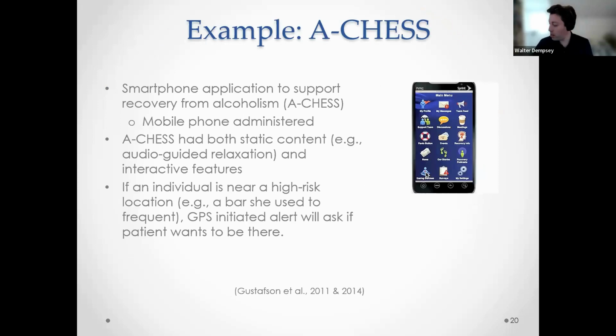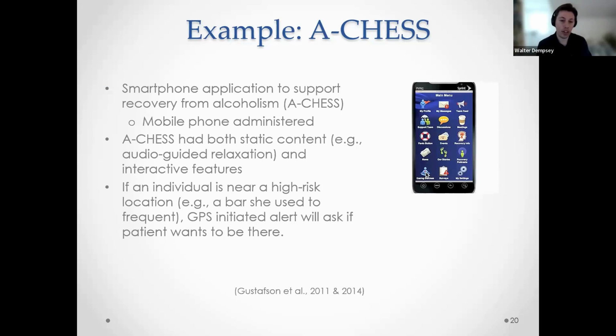So I want to end this section before, because I like saving some time for questions, and the MRT is really going to be the bulk of the last part of today. Talking about an example of a just-in-time adaptive intervention. So there's no randomization here. This is just a deterministic algorithm. It's by Dave Gustafson at Wisconsin.